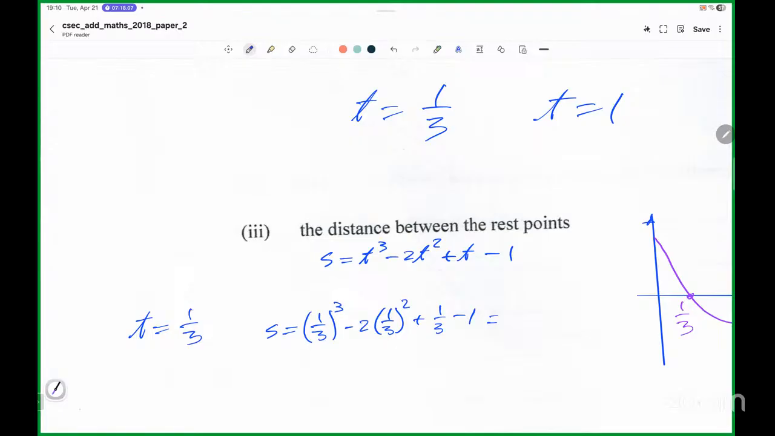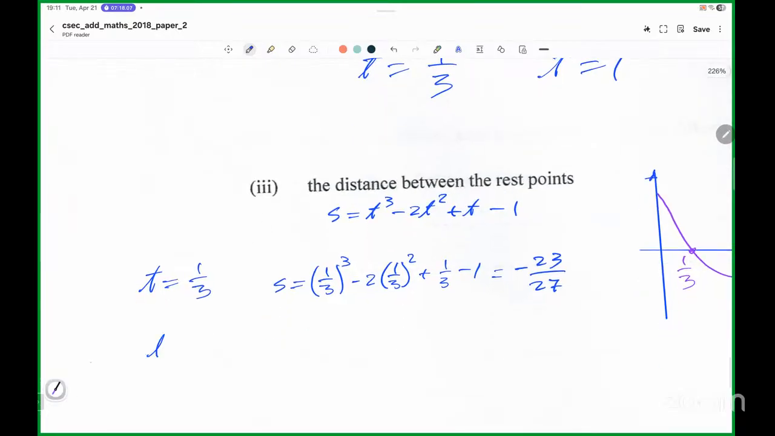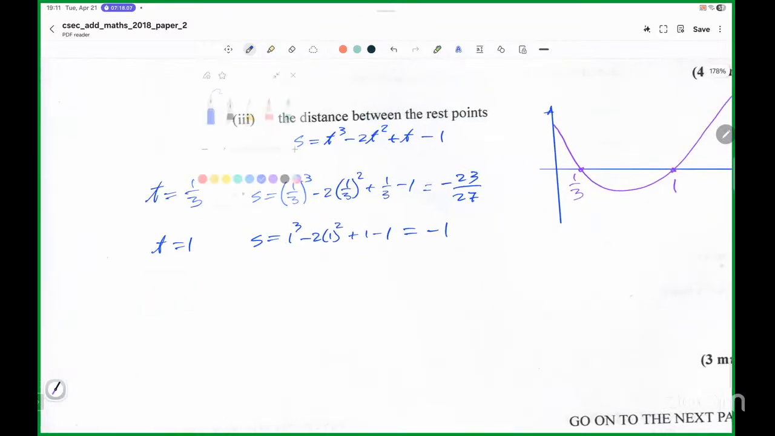What do you get? Negative what? Negative 23 over 27. Okay, good. That just means that it is on the left side of O. Then when t equals 1, s equals what? s equals 1 cubed minus 2 times 1 squared plus 1 minus 1. What is that equal to? Negative 1.